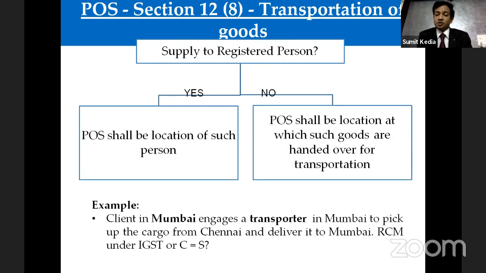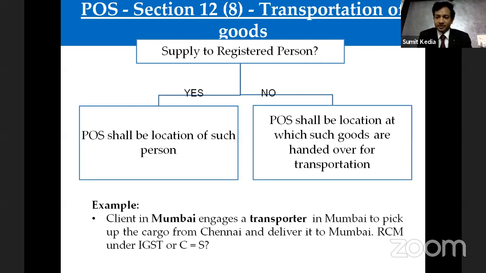And if the service is to a person other than a registered person, then the place where the goods are handed over for transportation will be the place of supply. Let's understand this further with an example which I've quoted in my slide. A client in Mumbai engages a transporter in Mumbai to pick up the cargo from Chennai and deliver it to Mumbai. The manufacturing company is in Mumbai, the transporter also is in Mumbai, and the transporter has to pick up the material from Chennai and deliver it to Mumbai.